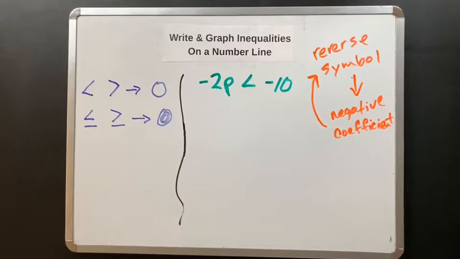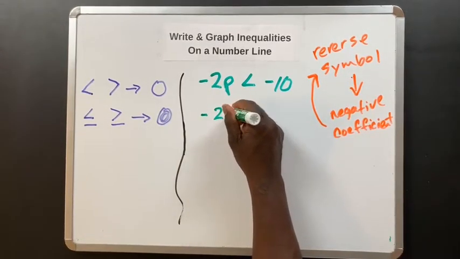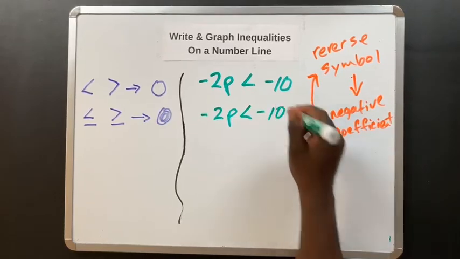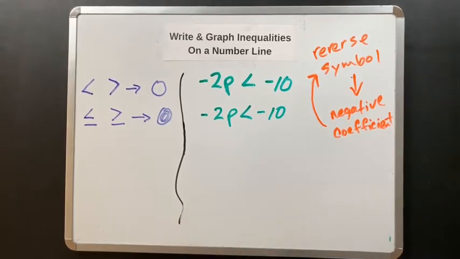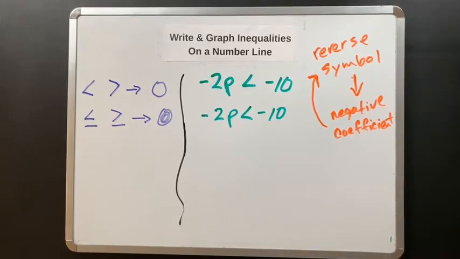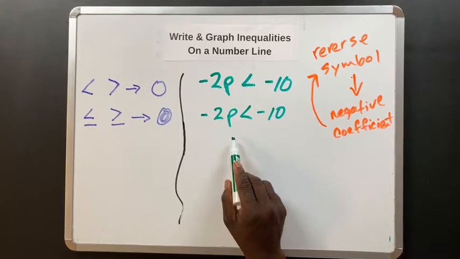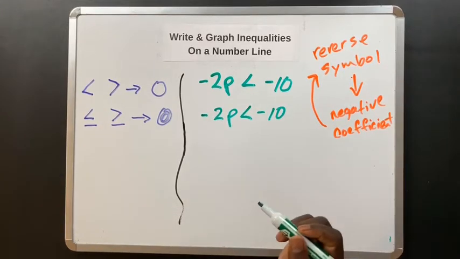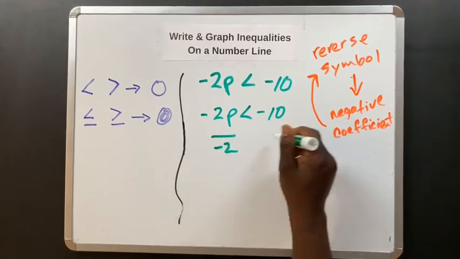All right, so let's see what that looks like. Well, let's go ahead and rewrite this. Negative 2 times p is less than negative 10. The coefficient is negative 2. I need to get rid of this variable. Let me clarify that. Well, I'll clarify it as we solve this problem. Now we need to solve for p. What is the opposite of multiplying p by negative 2? Yeah, you divide p by negative 2. Whatever you do to one side, you do to the other.